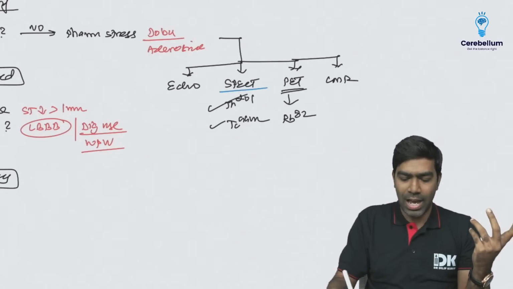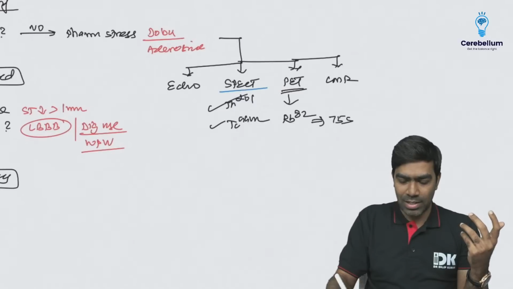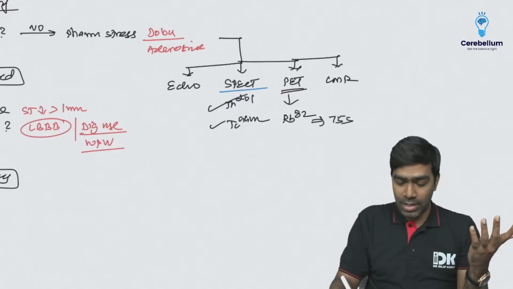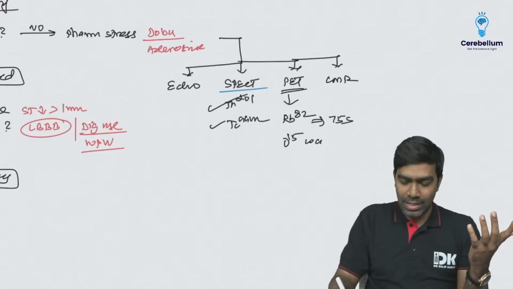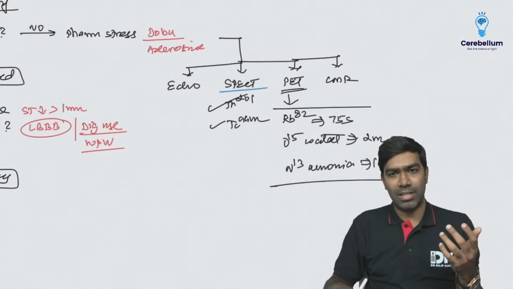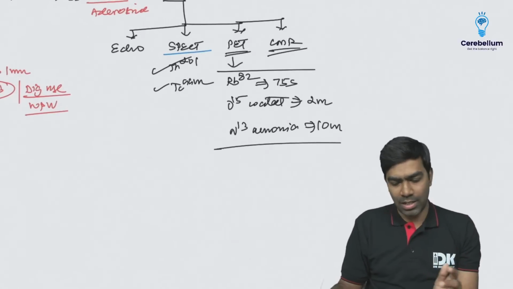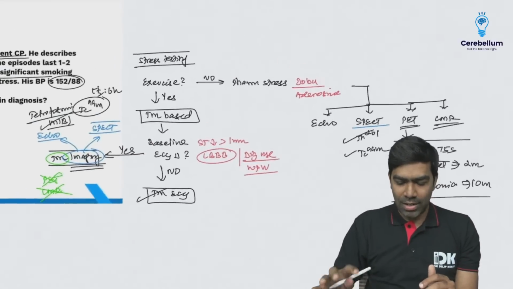Rubidium 82. All are given in Harrison. What is the half-life of rubidium 82? Just 75 seconds. Second tracer, we have something called O15 water, that has a half-life of approximately 2 minutes. Next is N13 ammonia, which has a half-life of approximately 10 minutes. Look at the half-life of these tracers. Just seconds to minutes. That's why you cannot use treadmill. Cardiac MR, so that's another point. Okay. So these are the different tests that you're going to choose from.